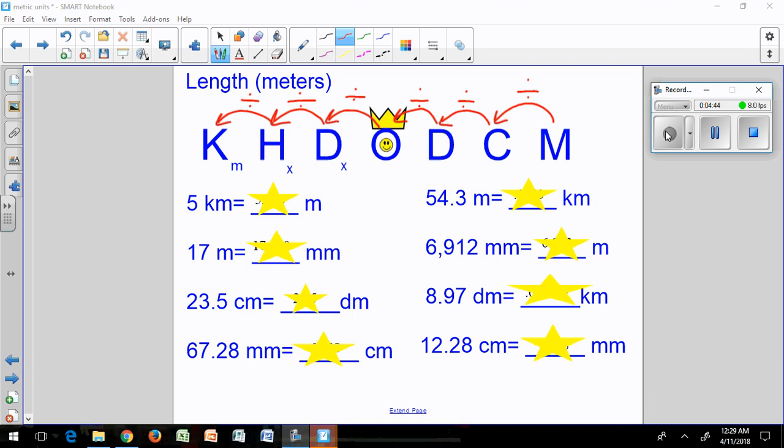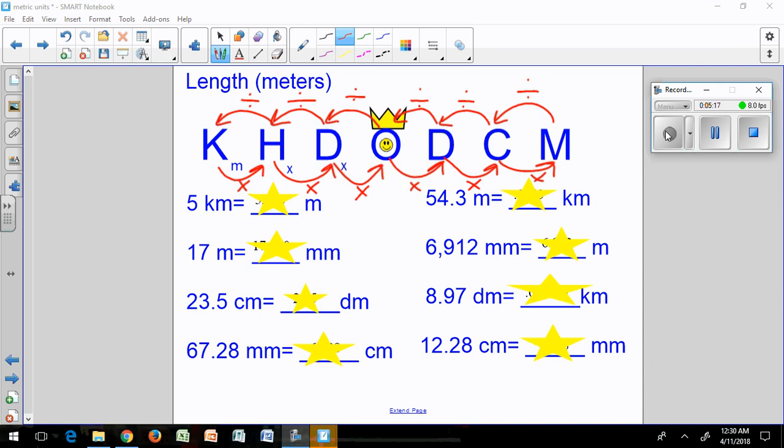We're going from a small unit to a big unit. If we're going to the left, we divide. If we're going to the right, if we're going from a big unit to a smaller unit, we multiply. So if we're going from right to left, a small unit to a big unit, we're dividing. And if we're going from the left to the right, we're going to be multiplying.